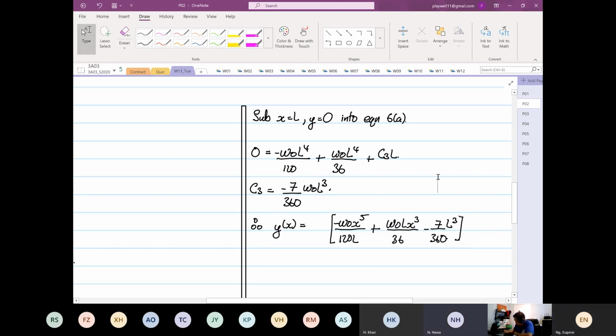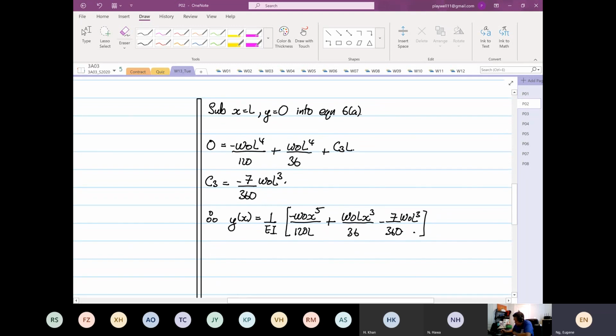For C3, are you missing omega? Is it omega naught on the last term? I am. Thank you. No problem. No, this is correct. Yeah, omega naught L cube. So this is our equation 6b.